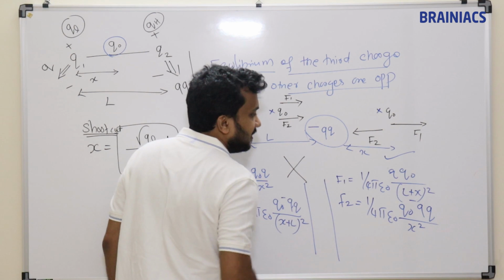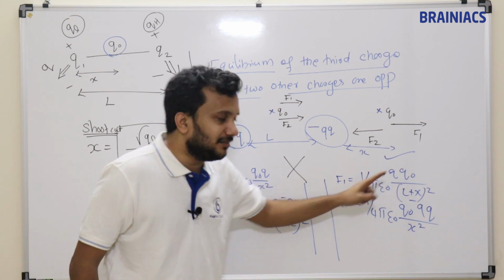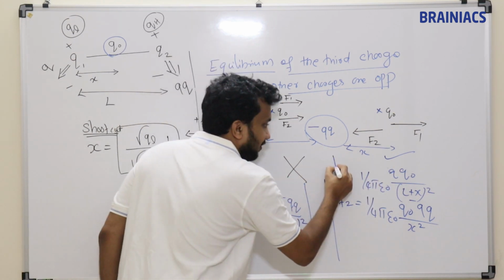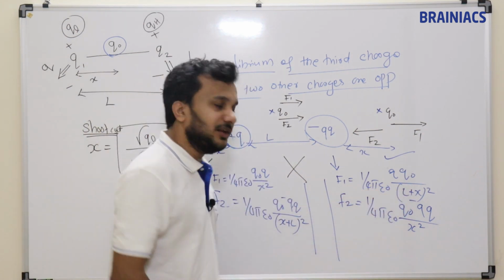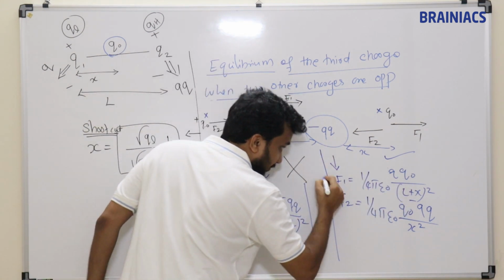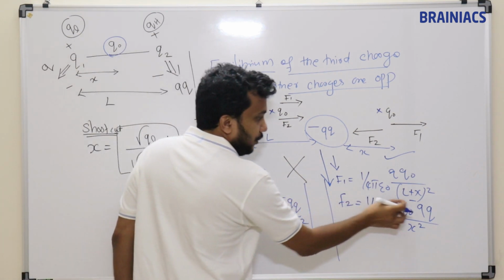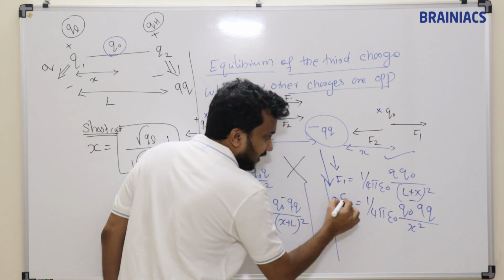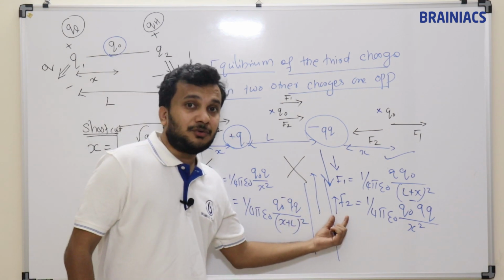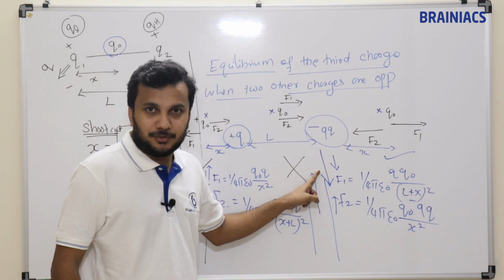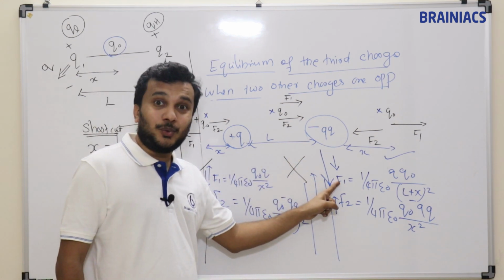But if you go to the right side, we'll see 1 by 4 pi epsilon 0 Q into Q0. Here the numerator is less. There is no 9. Numerator is less means F1 is less. L plus X the whole square means the denominator is a higher value. If the denominator is higher, F1 will go further down. So F1 is very less. Now if you go to F2, the numerator has 9, so already it's a higher value. Denominator is a smaller value. Again it's a higher value. A very high value will never cancel with a very low value. Am I right? Right. A very high value will never cancel with a very low value.